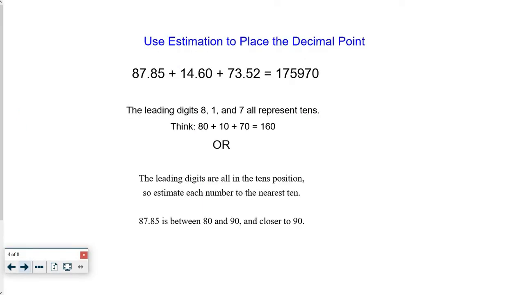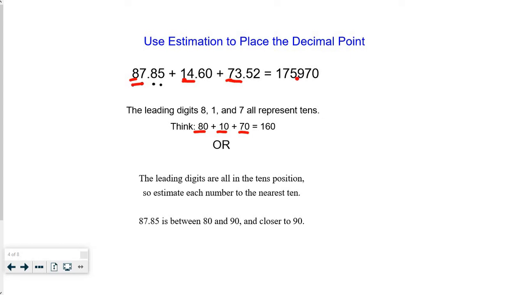So use estimation to place the decimal point. There's a couple ways we can do this. We can take the leading numbers, which are all tens. That's the tens value. This part here is the ones value. This is the tenths, hundredths value. But if we take the tens and we add up 80 plus 10 plus 70, so that's about 80, that's about 10, that's about 70, we know that it's going to equal 160. Because it's 160, just because we add decimals in there, it's not going to be an extra 1,000. So the decimal point will not be there. It will most likely be right there.